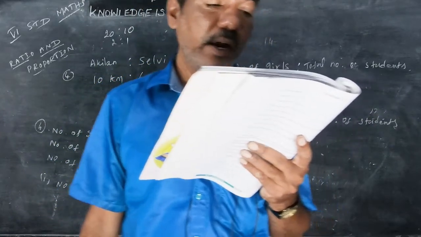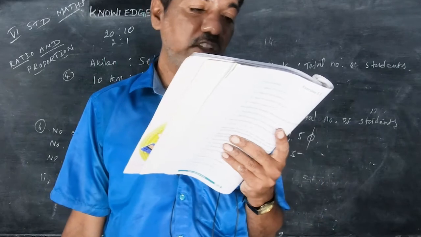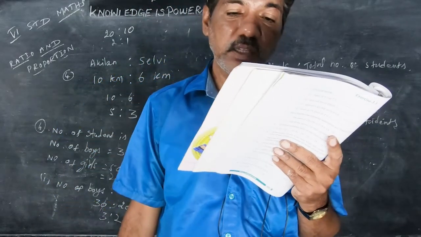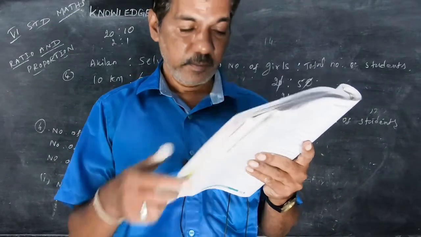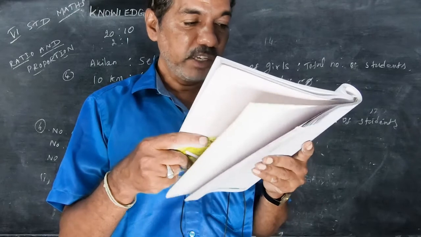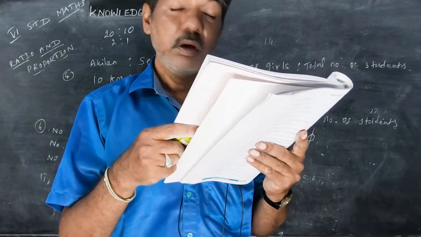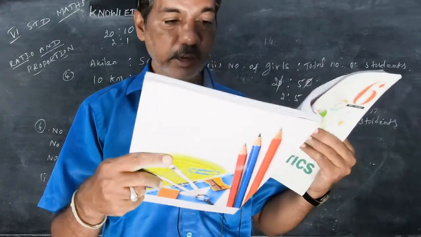Similarly, if Alagan is 50 years old and his son is 10 years old, then find the simplest ratio between the age of Alagan to the son. This is also very easy. You have to reduce it and write the simplest form. 50:10 gives 5:1. That's all. You try the rest yourself.